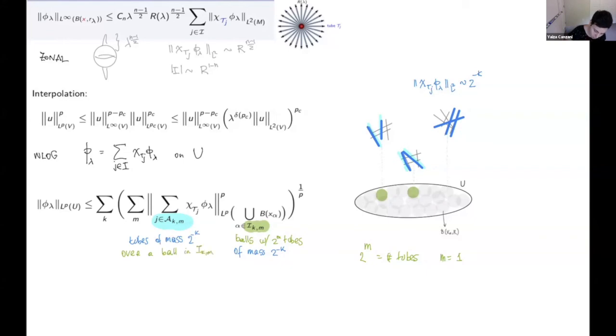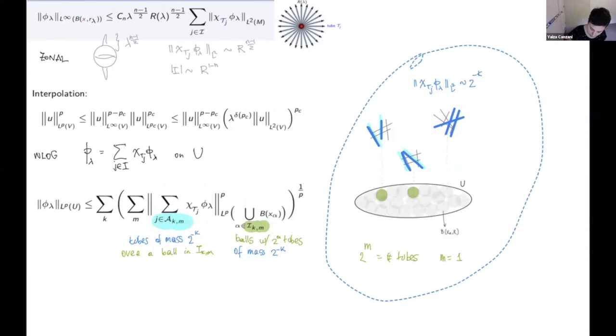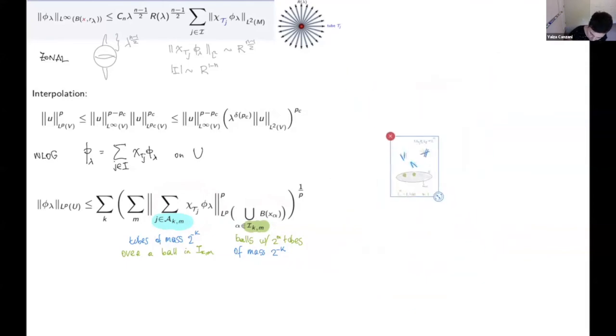The fact that you can control the LP norm by these sums, it's straightforward. So I'm not gonna comment on that. It's just manipulation of sums and balls. But what everything boils down to now is to try to understand what happens with the piece of the function that only has these tubes of mass 2 to the minus k that is running over these balls that have 2 to the m tubes over them. So we filtered the problem as much as we could. And let me now move this away so that I have more room to write things down.